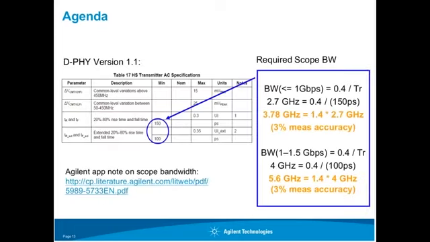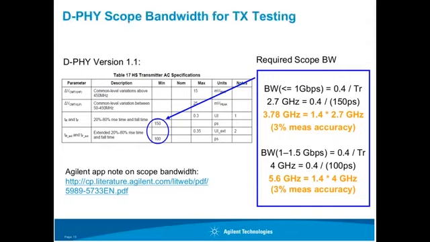The first thing that we have to consider is how much bandwidth do we need for the D-PHY and M-PHY transmitter test. In both cases, it all depends on the fastest rising or falling edges in the signal. So the faster the signal, the more bandwidth you will need in order to measure that high-speed edge. If you have a faster rise time, you will definitely need more bandwidth to measure that fast rise time.